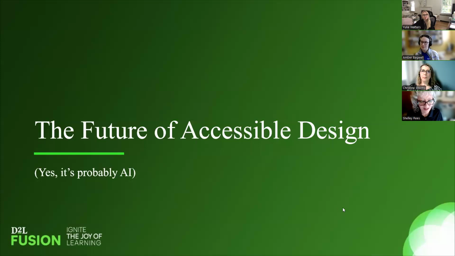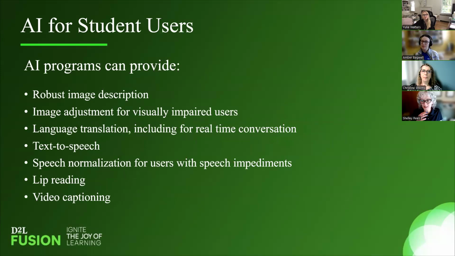I would, thanks. So I think we all know it's probably AI. We are seeing that already. It seems clear that AI is going to continue to be an important accessibility vehicle for students and for designers. The kinds of AI programs that we have currently for student users, we can see its usefulness in many of these categories that you see listed here. The video captioning, it can generate automatic video captioning that Yulia mentioned. It can do lip reading. It can create robust image descriptions, alt text for images.